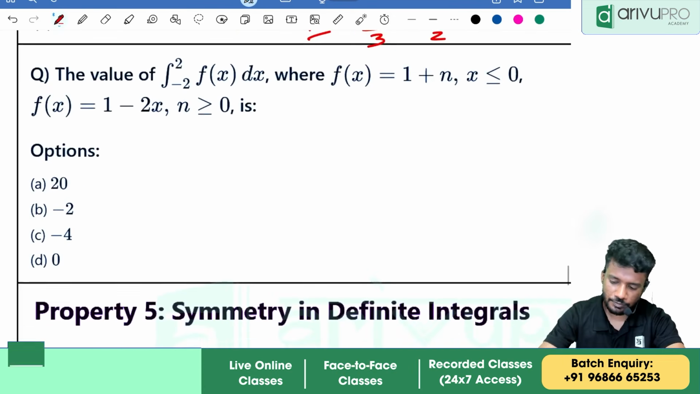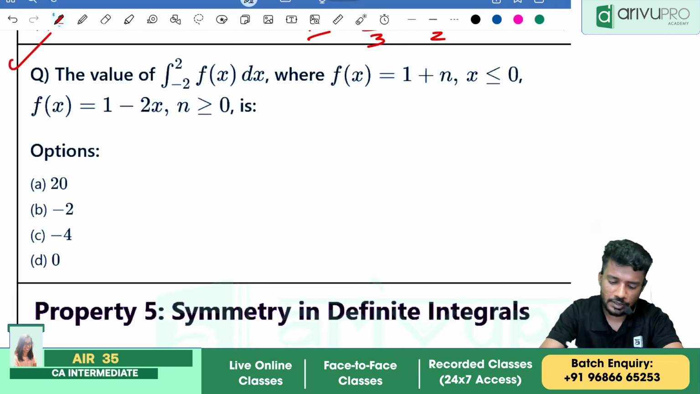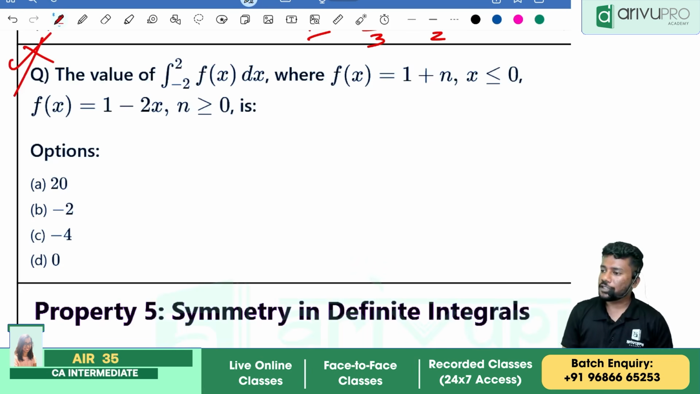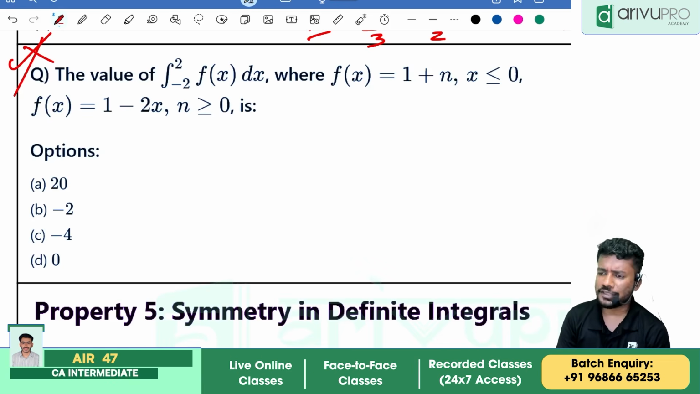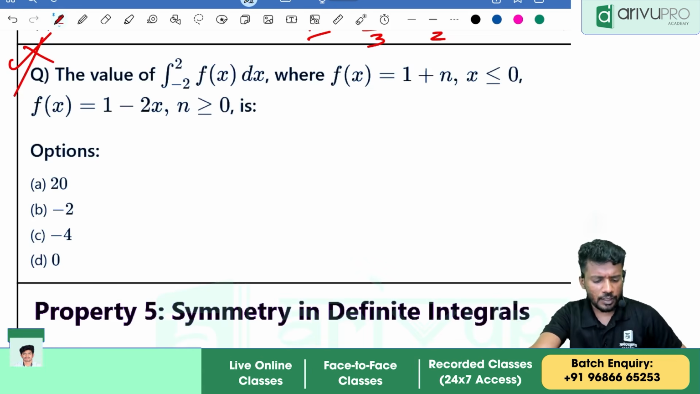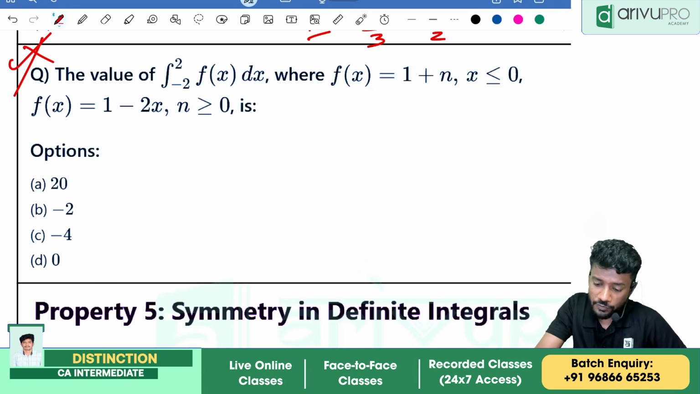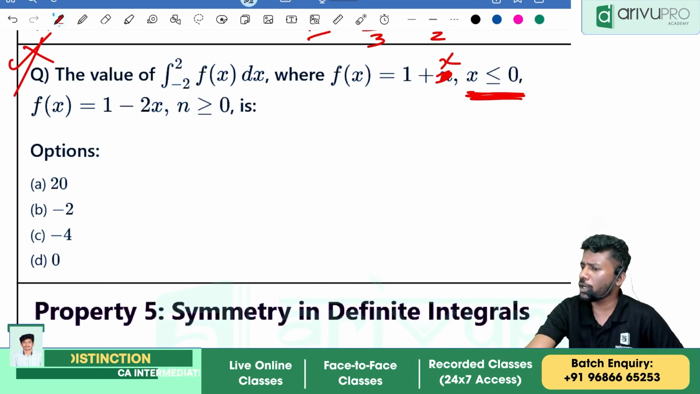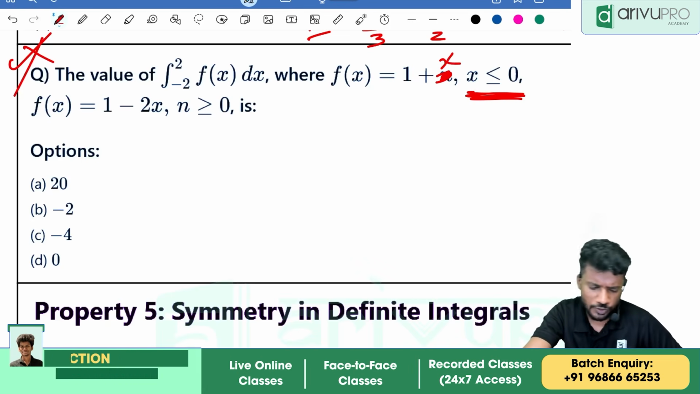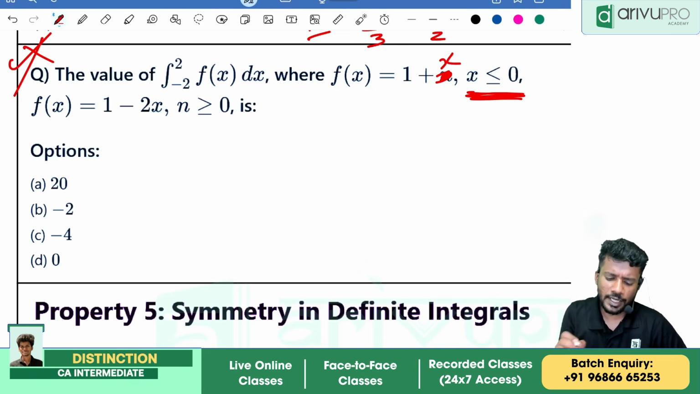Now look at this. This is the worst they can ask, and it is easy also. The value of integral from minus 2 to 2 of f(x) dx, where f(x) = 1 + x when x is less than or equal to 0, and f(x) = 1 - 2x when x is greater than or equal to 0.